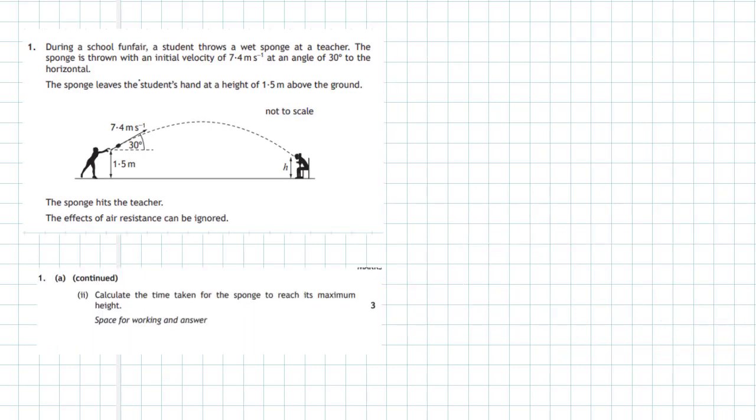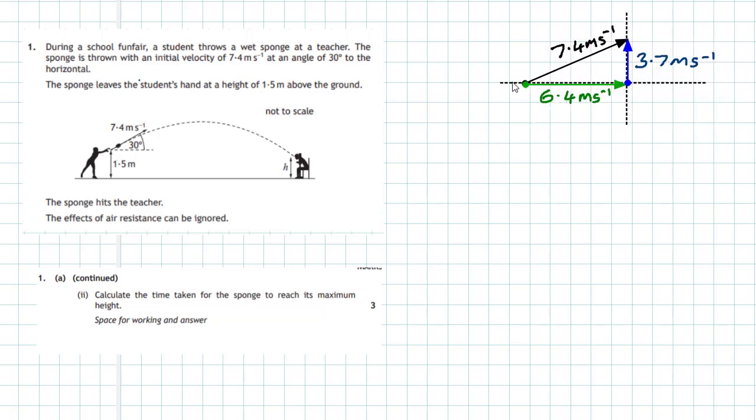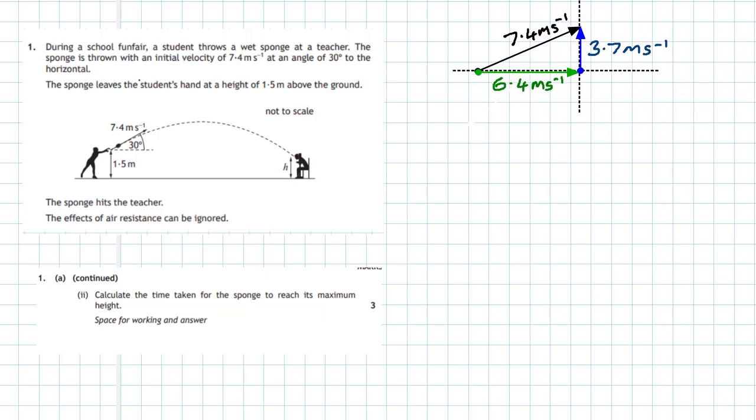Question 1A, part 2. Calculate the time taken for the sponge to reach its maximum height. Now, to do these type of problems in projectiles, we know we must completely rely on our template, and at the top of the template is our vectors of what is happening. You can see we have a velocity vector of 7.4 meters per second at an angle of 30 degrees, and we've broken that down into two components. Its horizontal component, 6.4 meters per second, and its vertical component, 3.7 meters per second.